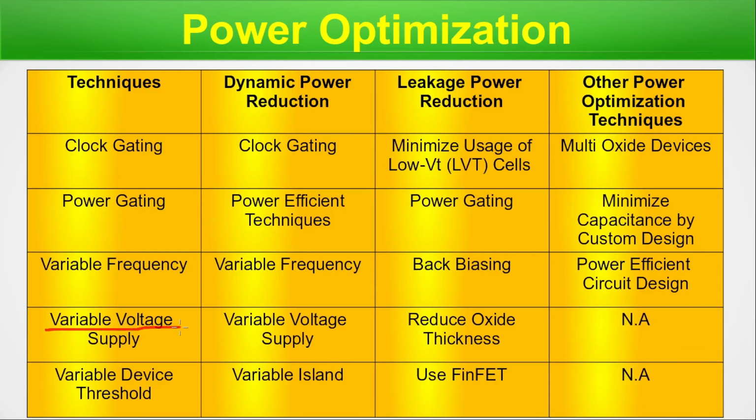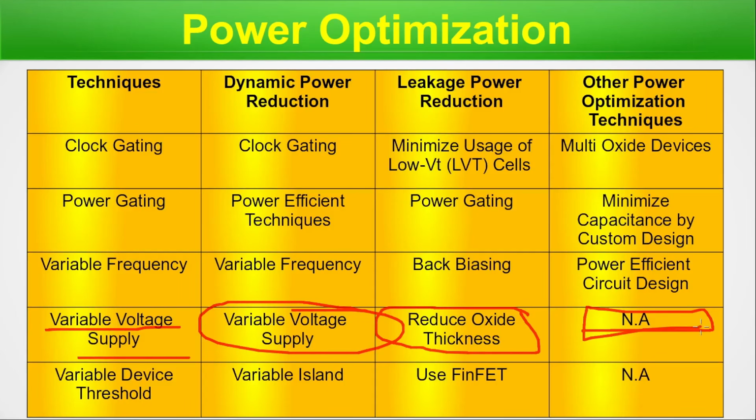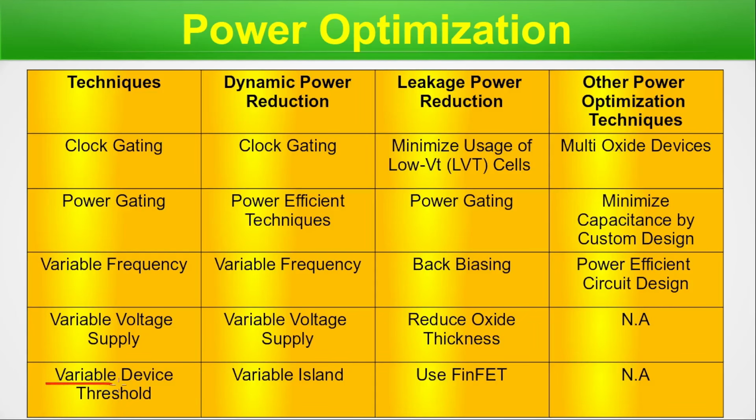Now next is the variable voltage supply. First, the dynamic power reduction comes from the variable voltage supply methodologies. Next, the leakage power reduction is achieved by reduced oxide thickness. That means we engineer the oxide thickness and reduce it. Different methodologies are used; sometimes we use high-K dielectrics, and all those things are there in the VLSI domain. For the other optimization, it is not applicable here, so we have put NA as an abbreviation for not applicable. Next, we go for the variable device threshold.